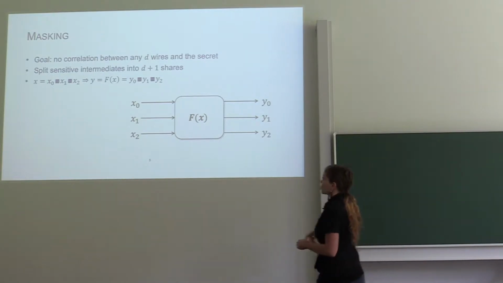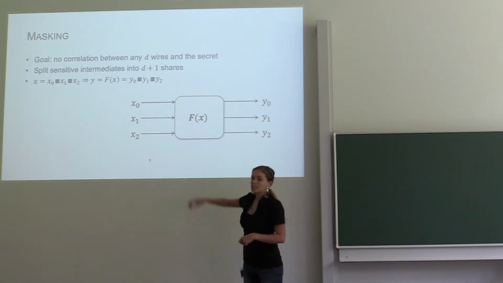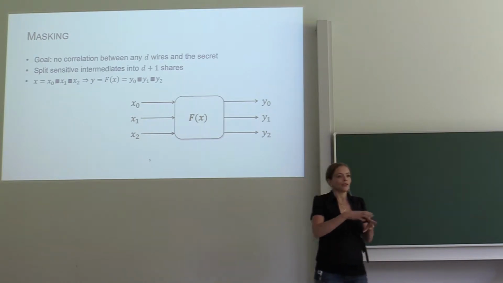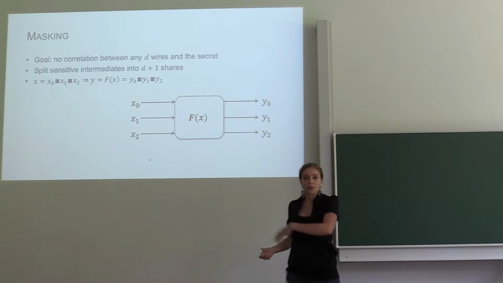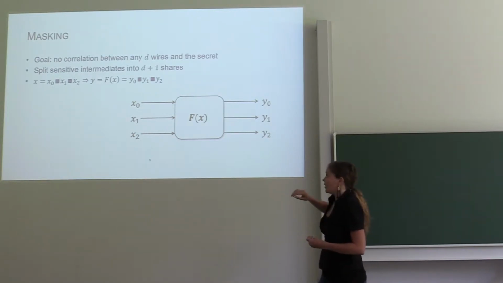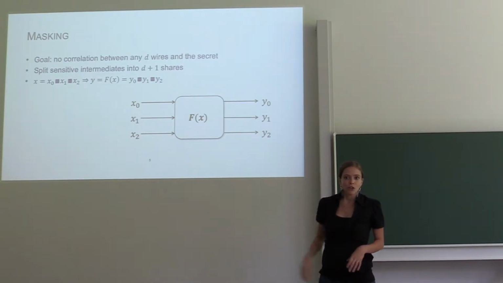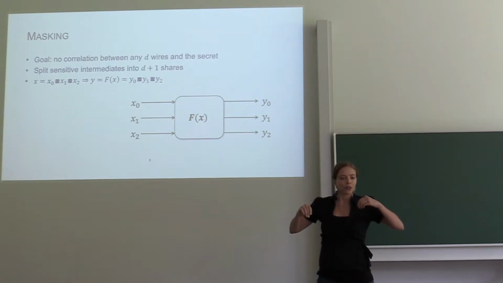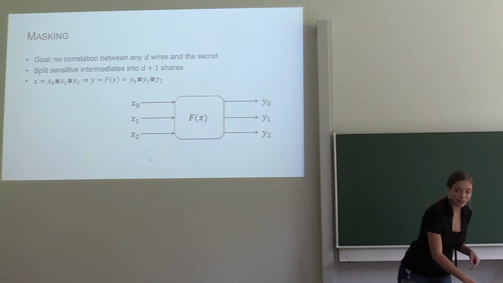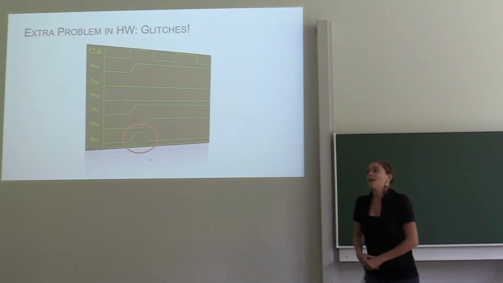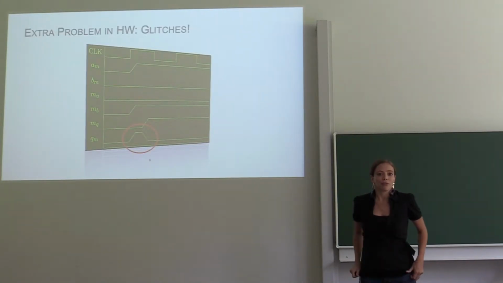When you're masking, you just need to make sure that you implement your functions in a way that they go from the split version of your variables, of your input, to a split version of your output, in a way that at no point during the calculation do you have d intermediate values that give any information about the secret. Now in hardware, this is a little bit more tricky than in software because we have glitches.